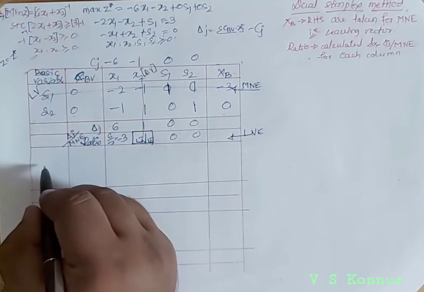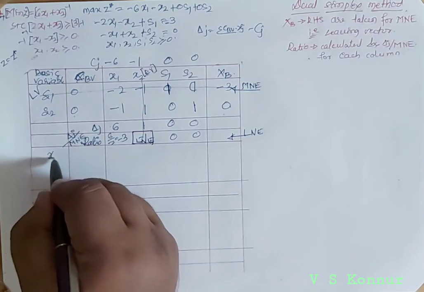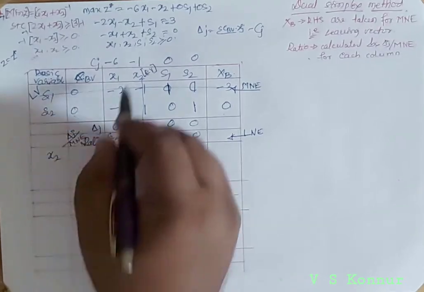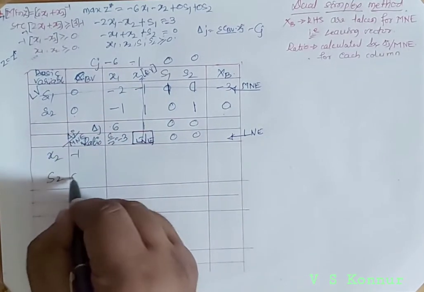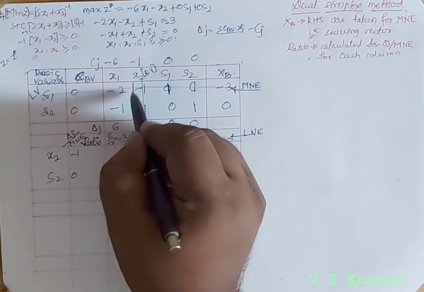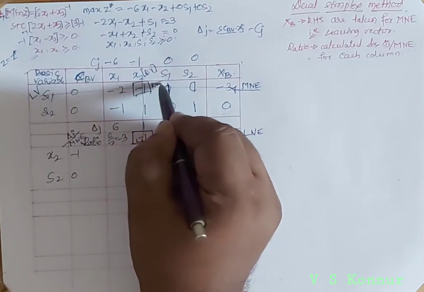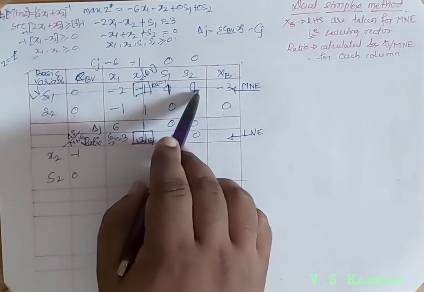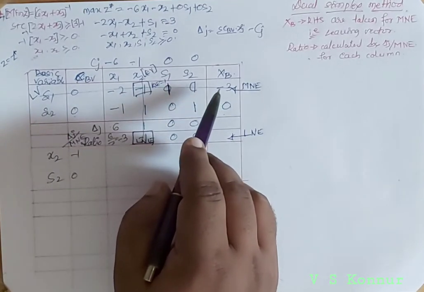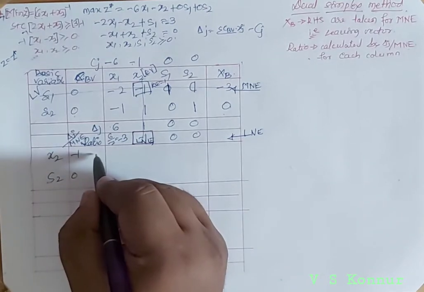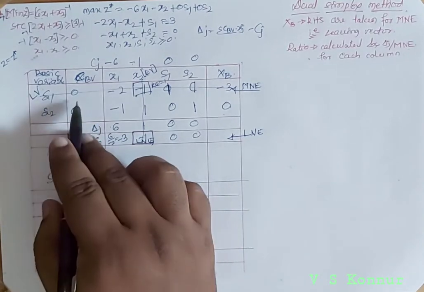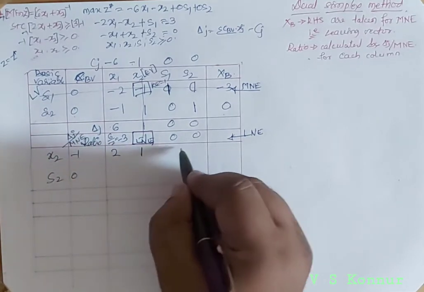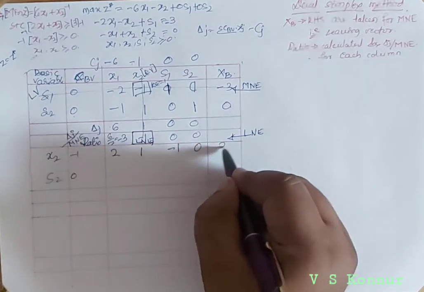Now in the second step, S1 has been replaced by X2. So X2 is having -1 as coefficient. S2 remains as it is, I have written. Now the intersection of these two will become the key element. It should be equal to 1. It is -1. So multiplying by minus 1 on all the other side, including this, except the coefficient of basic variable. So 2, 1, minus 1, 0, 3.